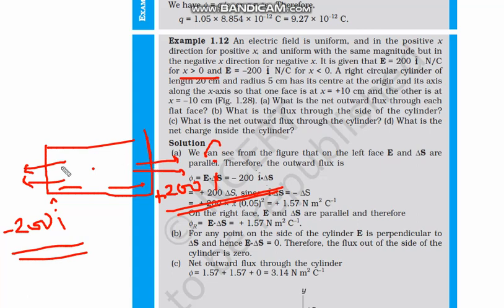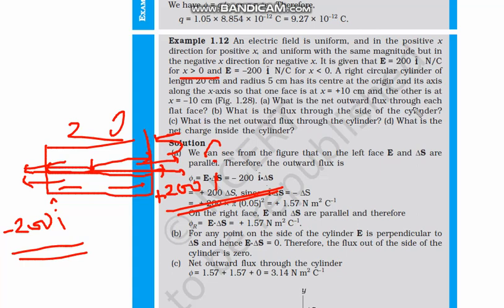So the radius was 5 and this length was 20. The radius is 5 centimeter, and it has its center at the origin. We just saw in the figure that the center of this cylinder and the origin coincide. Its axis is along the x-axis, so it is in this direction that we have seen, such that one face is at x equal to plus 10 centimeter and the other is at x equal to minus 10 centimeter.